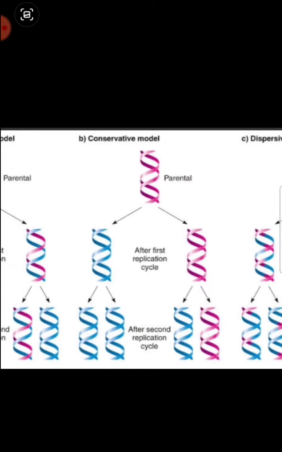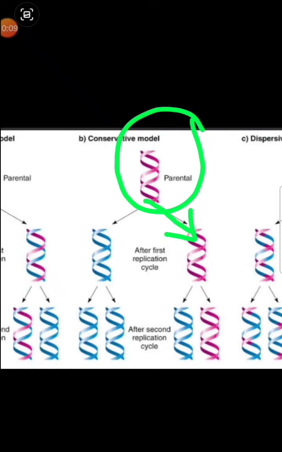What does the conservative model of DNA say? The parental strands will not separate. One DNA will be completely parental and one will be completely newly synthesized. How this newly synthesized DNA would come about was not explained properly. So this mode of replication is not possible.